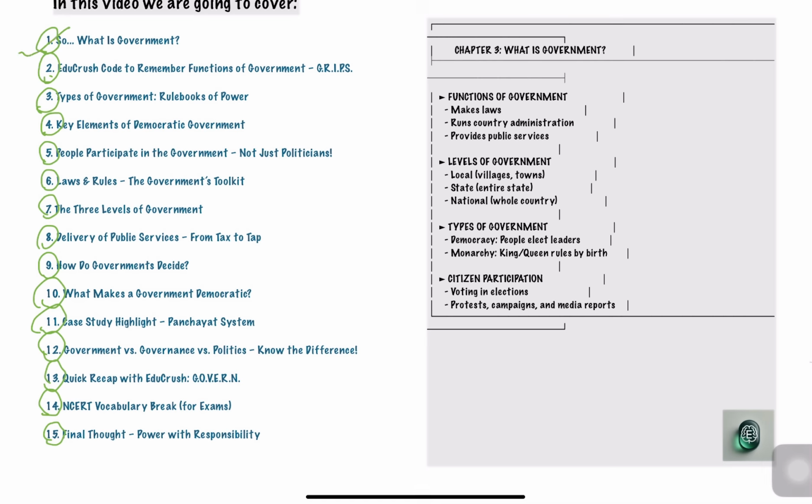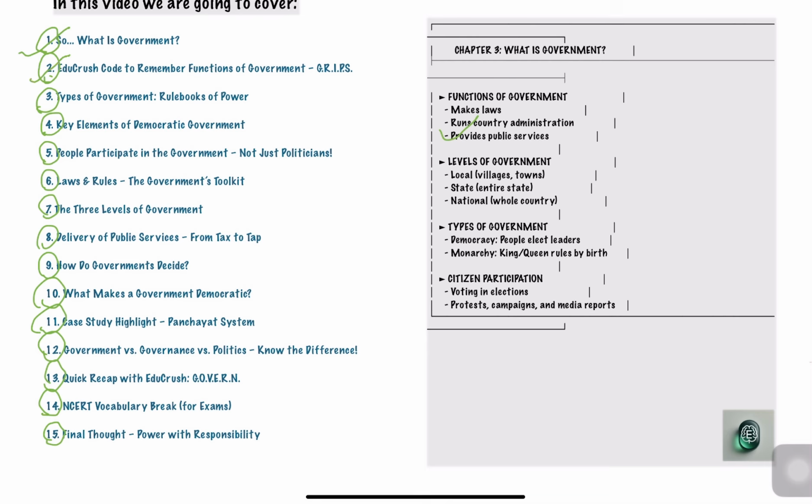What is government? Imagine a society without rules, no traffic signals, no police, no schools, no hospitals, no one to protect your rights or punish the wrong. Scary, right? That's where government comes in. Government is a system or group of people governing an organized community, often a state. So the government is like a brain of a country. It makes decisions, enforces them, and manages everything from health to defense.